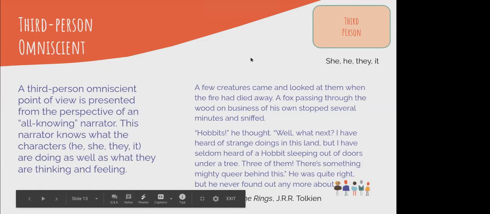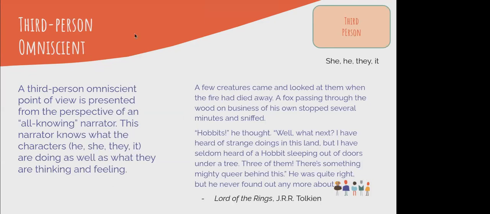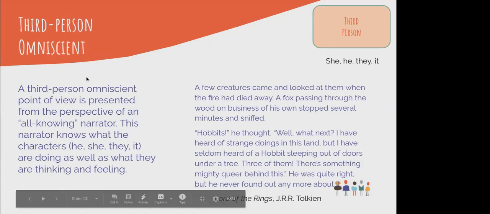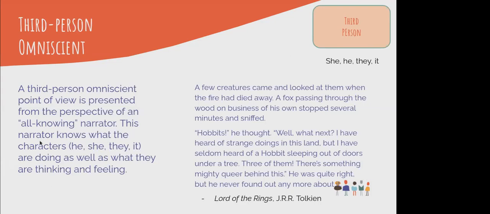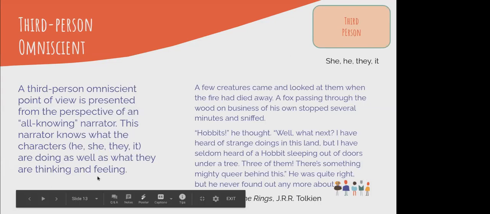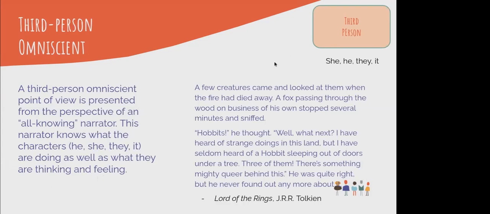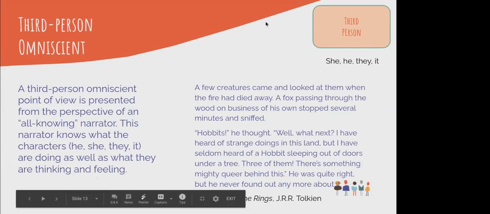So what are the things in this example that tell me this is a third person omniscient point of view? Right? If we look at our definition over here again, all-knowing narrator, the narrator knows what the characters are doing as well as what they are thinking and feeling. What are the things in this example that tell me it's third person omniscient? Okay, think about that. I'll read it one more time.